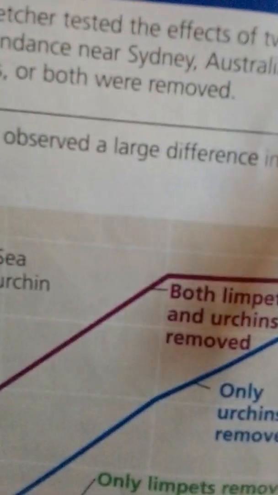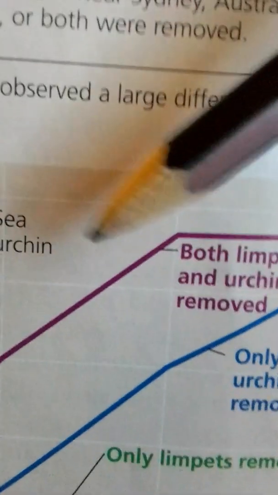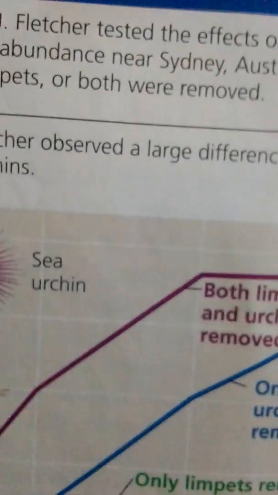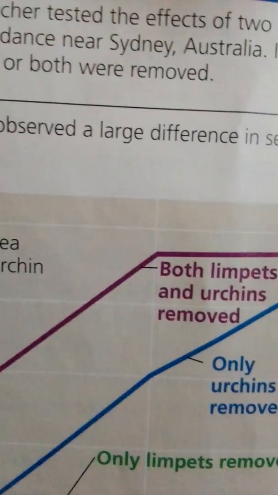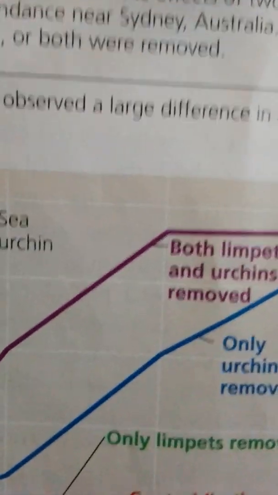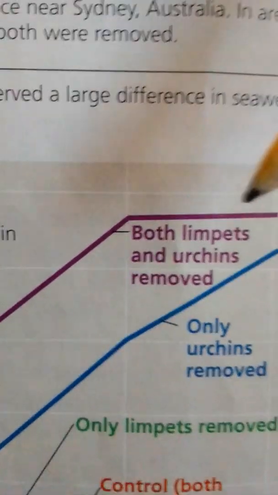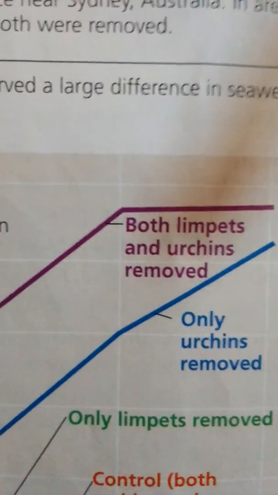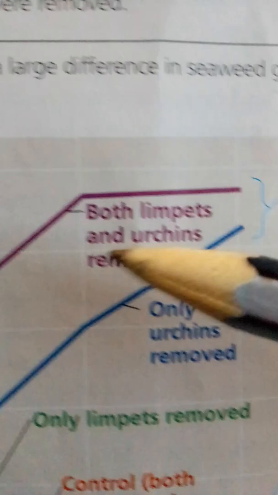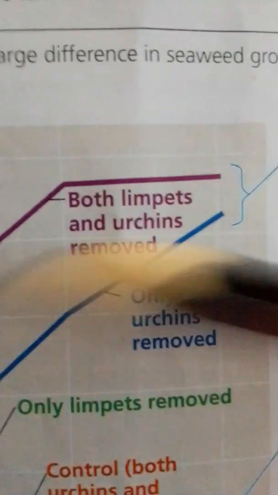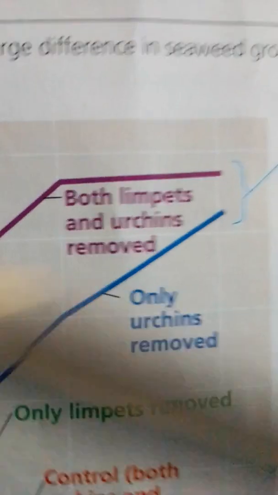Back to inquiry. Does feeding by sea urchins and limpets affect seaweed distribution? Experiment: W.G. Fletcher tested the effects of two algae-eating animals, sea urchins and limpets, on seaweed abundance near Sydney, Australia, in areas adjacent to a control site. Either the urchins, the limpets, or both were removed.